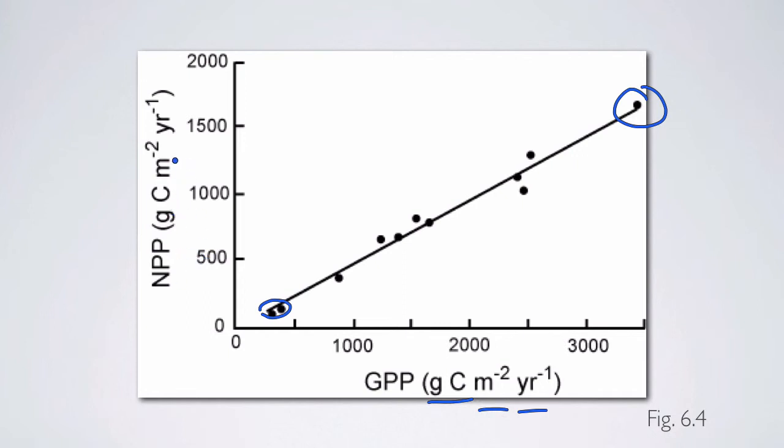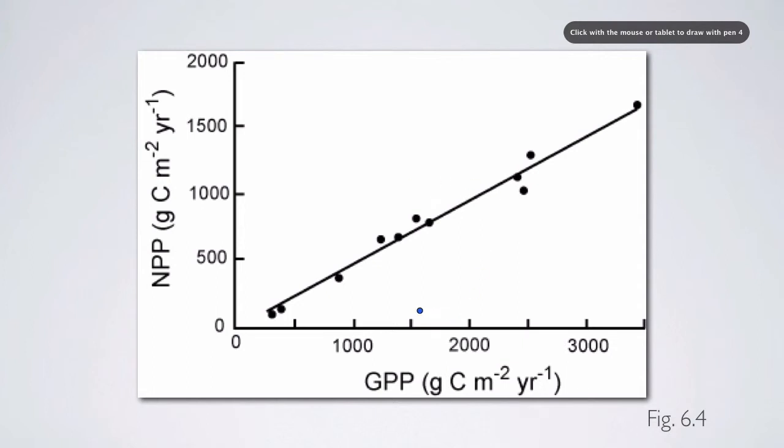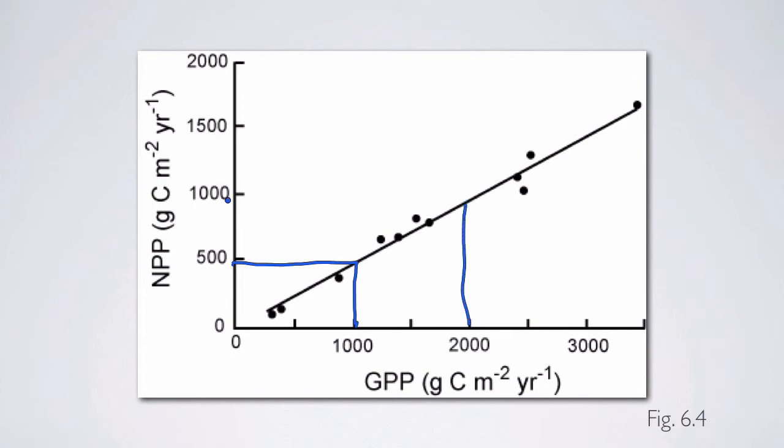NPP, grams of carbon per meter squared per year, is just GPP minus respiration. And you can see that all of these points fall pretty closely along a single line, which means that the ratio of NPP to GPP is constant and it's equal to the slope. So if we go up from 1,000 and over here, that's roughly 500, and 2,000 grams of GPP, that's roughly 1,000. So it's going to be somewhere on the order of 50%. NPP is 50% of GPP. That's a rough number for now.